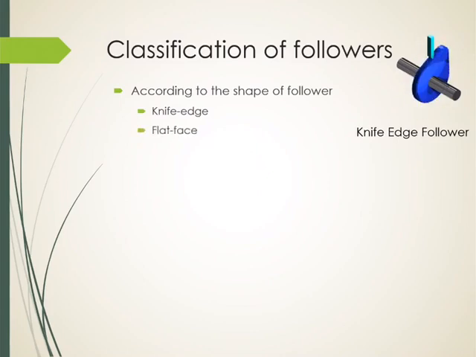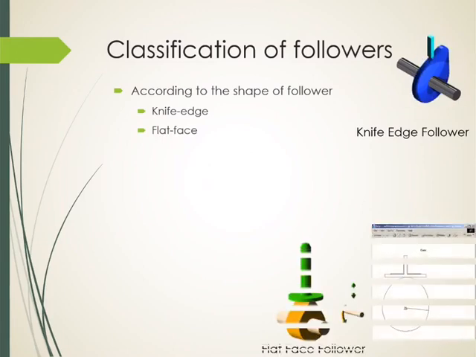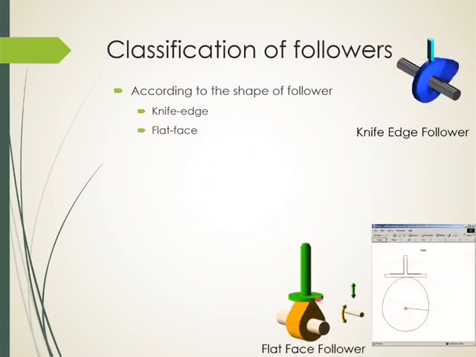The second one is called the flat face follower. The shape of the follower at the tip which is in contact with the cam is in the shape of a flat face. Here you can see a two-dimensional view of the flat face follower, and we see that the tip of the follower is simply a flat face.